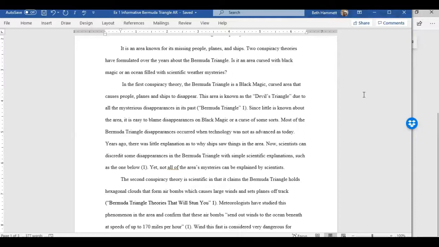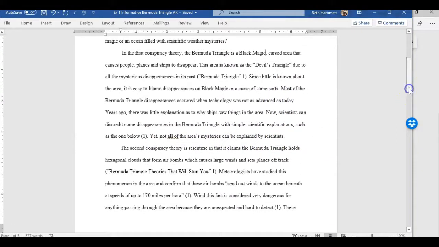And then we have our citation there that matches up with our works cited page. Okay, we get more information about this, and then at the end, yet not all of the area's mysteries can be explained by scientists. That was in the article, that after reading everything, that person came to the realization that the research does say there's lots of scientific evidence for this, but it doesn't explain everything. So we're really unsure. So they kind of left it at that.